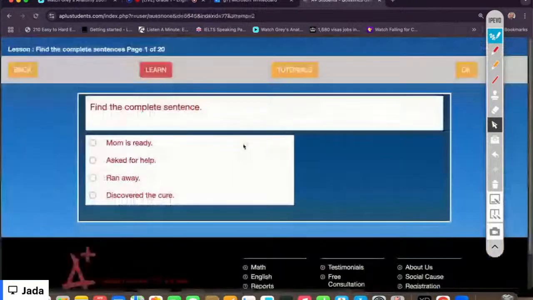So you can share your answers with me if you know them. So find the complete sentence. Mom is ready, asked for help, ran away, discovered the cure. So which of these is the complete sentence?